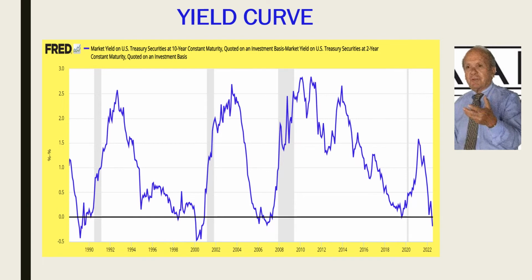What does it mean? Well, if you go before all the previous recessions, an inverted yield curve is always anticipating a recession of some type. So what this line is saying, things are more likely to get worse than better.